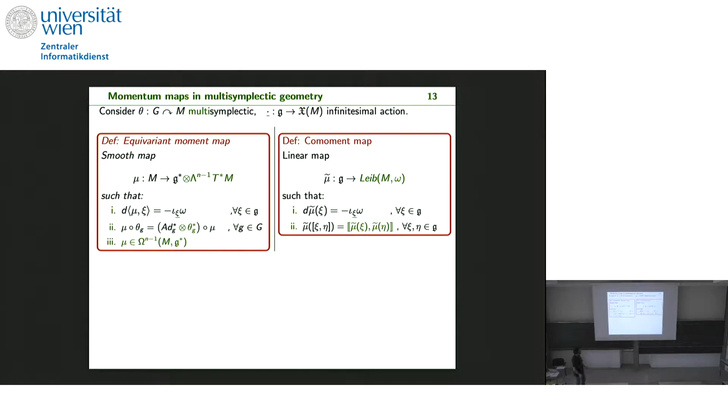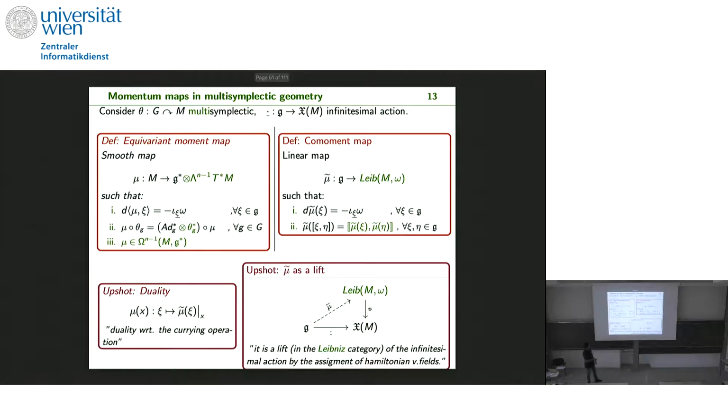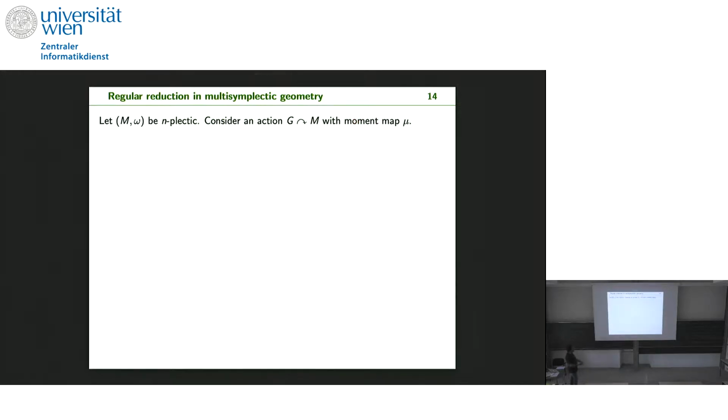I forgot to say this before, but Lie algebras form a subcategory of Leibniz algebras and also of L-infinity algebras. So it makes sense to look at this object as an object in the category of Leibniz algebras. So again, you can read this construction as a lift, but now in the Leibniz algebra category. And again, this is dual in the same sense as before. So with this slight modification of the definition, it has been proved that you can produce a multisymplectic analog of the Marsden-Weinstein reduction.